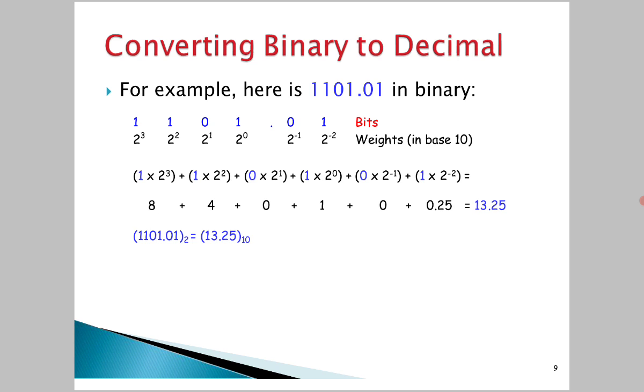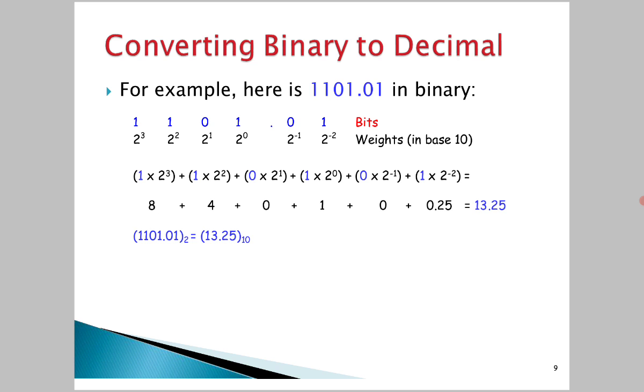So by taking the integer part, that is 1101, the conversion should start with the extreme right digit. So the first right digit is 1. The base of the binary system is 2. So starting: 1 into 2 power 0, plus 0 into 2 power 1, plus 1 into 2 square, plus 1 into 2 cube. These are called weights. 2 power 0, 2 power 1, 2 square, 2 cube, all these are called the weight of the base, or weight of the index of the number system.